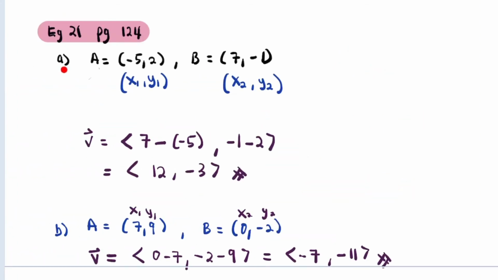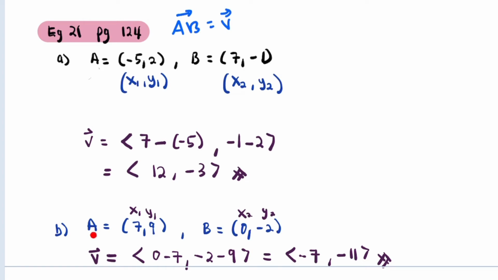So now let's see example A. You have coordinate of A, which is (-5, 2), and coordinate B, (7, -1). The question said find the position vector of AB, or you can write it as v. So now let's do this. v is equal to, open the bracket, and take the component of B minus the component of A. So x2 minus x1, so 7 minus (-5), comma, and then -1 minus 2. So let's solve this. This is equal to (12, -3).